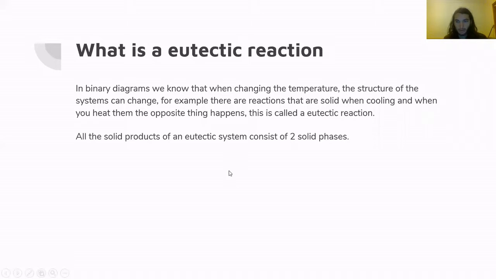What is a eutectic reaction? In binary diagrams, we know that when changing the temperature, the structure of the system can change. And in some systems, when you cool the system, the reaction will be solid, and when you heat them, the opposite thing will happen. It will become liquid, and these cases are called eutectic reaction. And all the solid products of a eutectic system consist of two solid phases, alpha and beta phase.